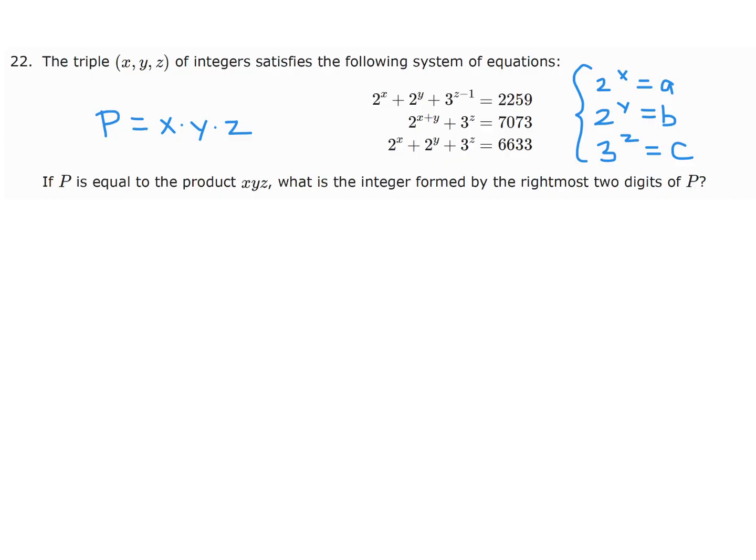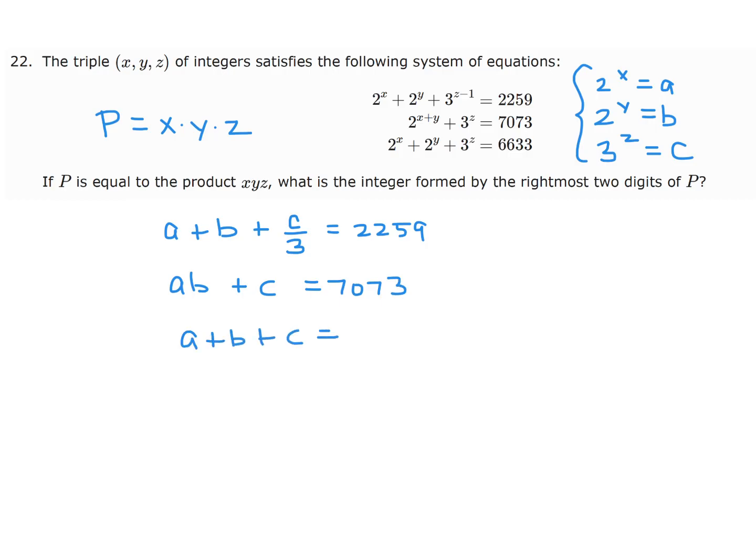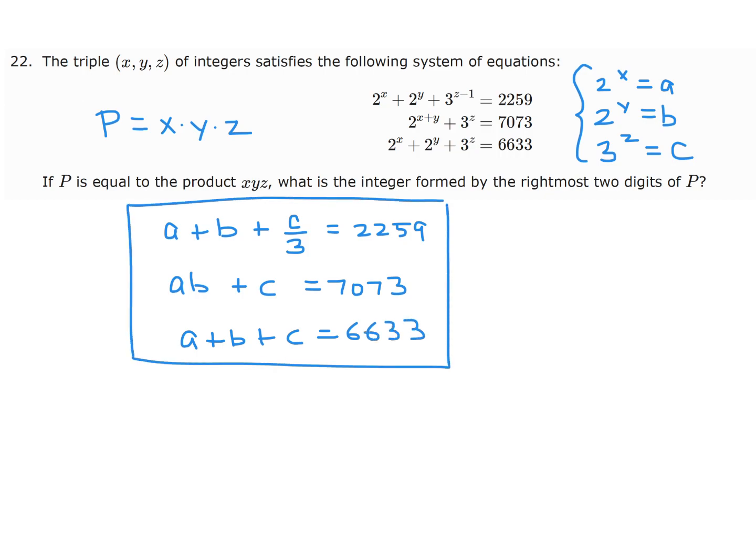So in equation 1, that's going to be a plus b over c over 3 is 2259. In the second equation, it'll be a times b plus c is 7073. And in the third equation, it would just be a plus b plus c is 6633. I think that looks a little bit nicer in terms of trying to figure this out. So this is just a system of equations. 3 variables, 3 equations. We can find out the values for a, b, and c, and then we'll later find out the values of x, y, z.